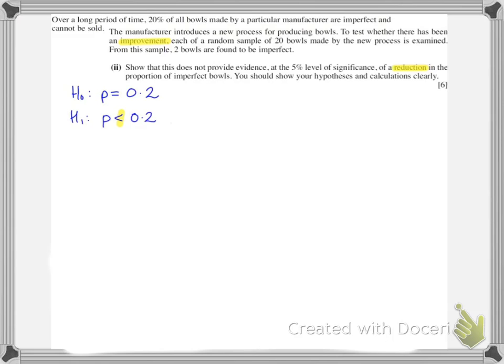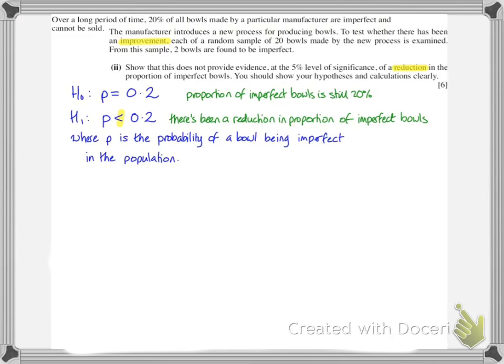Now, what we've done is to write down two things about p. We need to be very clear about what p actually represents. So in this case, p is the probability of a bowl being imperfect, not just in our sample, but we're talking about in the population. So out of all the bowls made by this manufacturer, is it 20% that are imperfect? Now, I don't have to write my hypotheses in words, but I often do, simply because I can then refer back, especially to the H1, the alternative hypothesis, when I'm writing my conclusion.